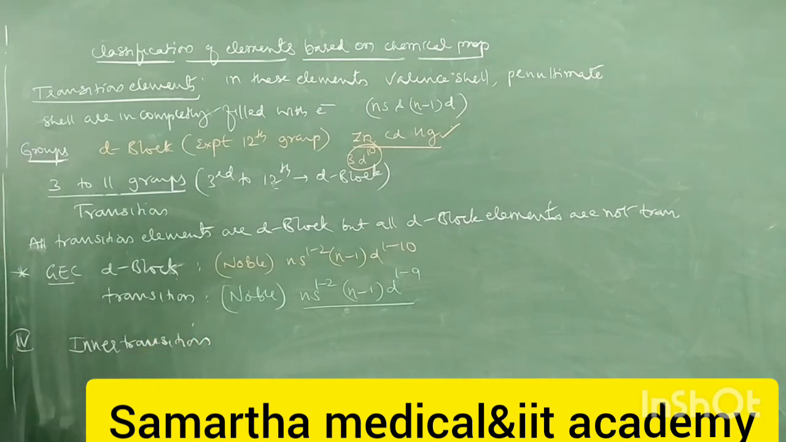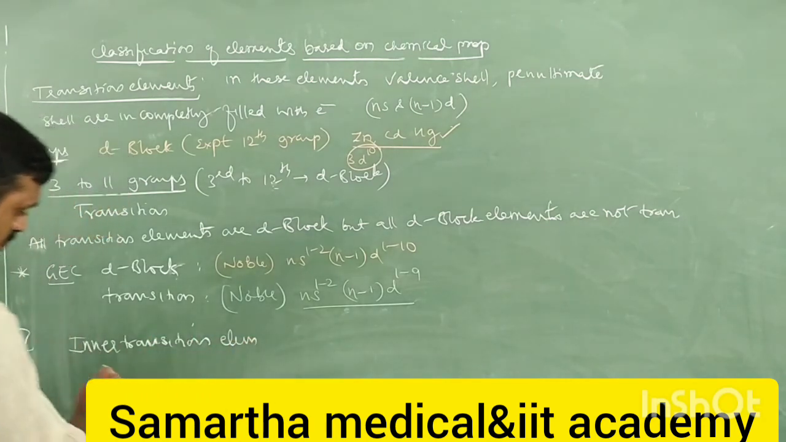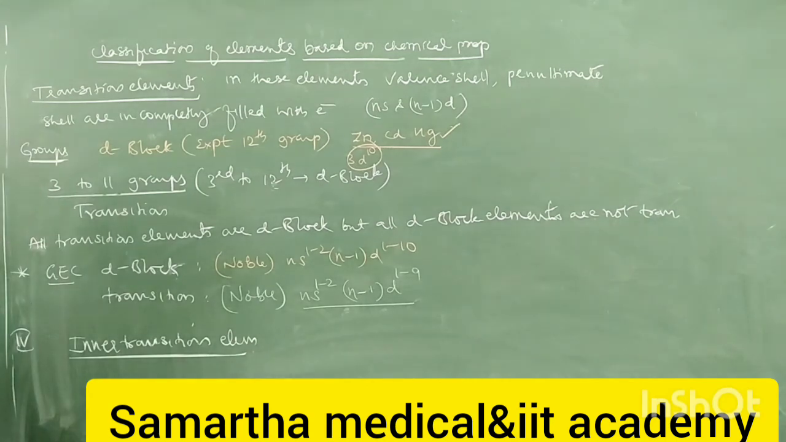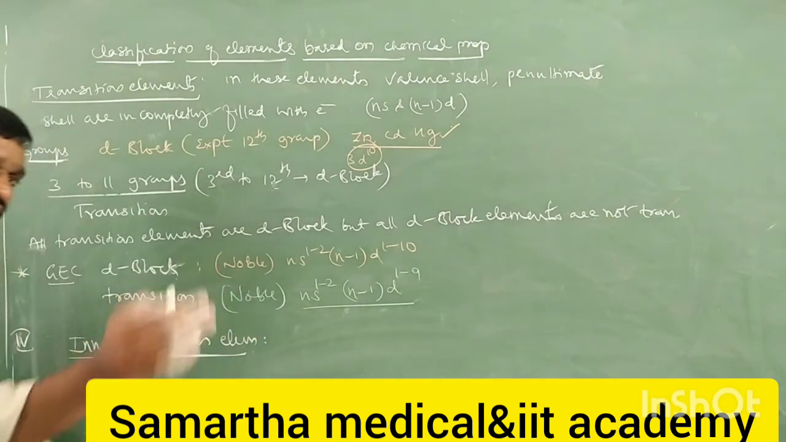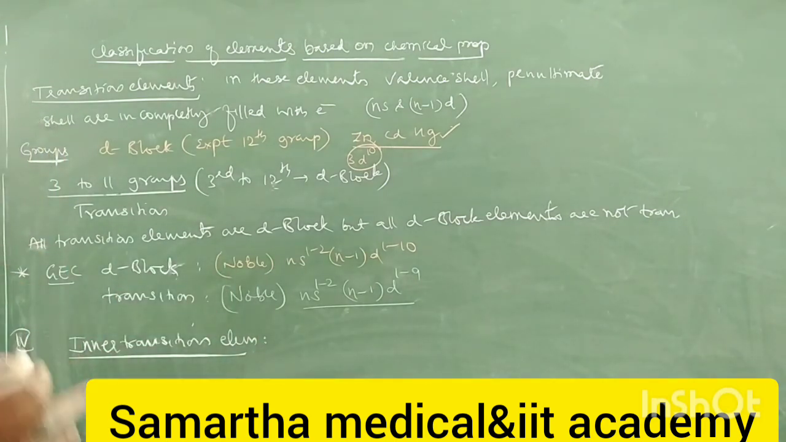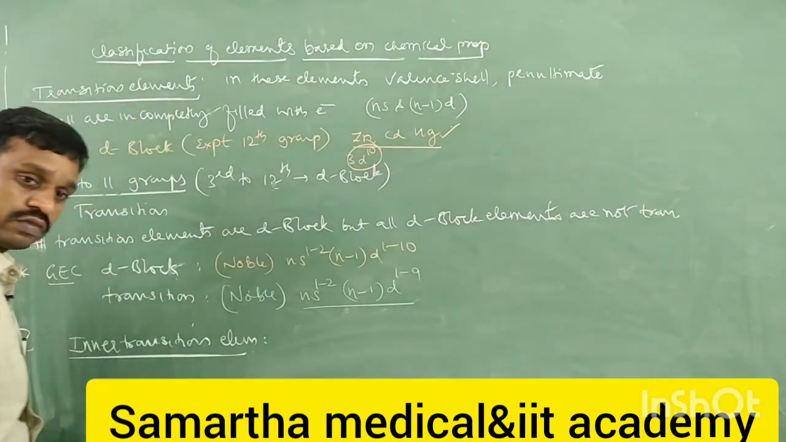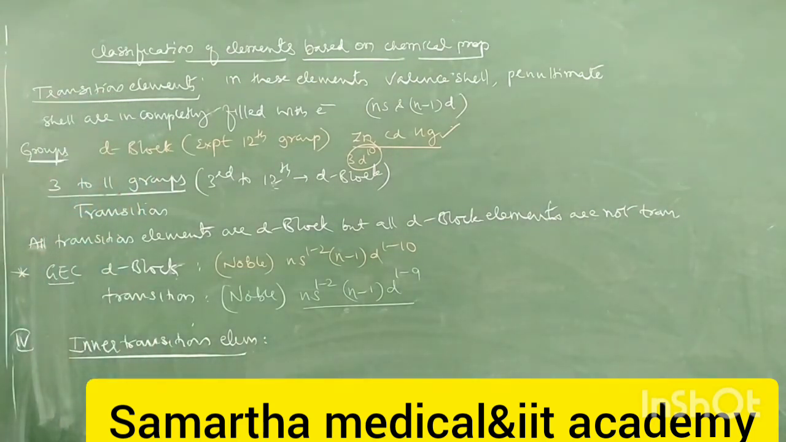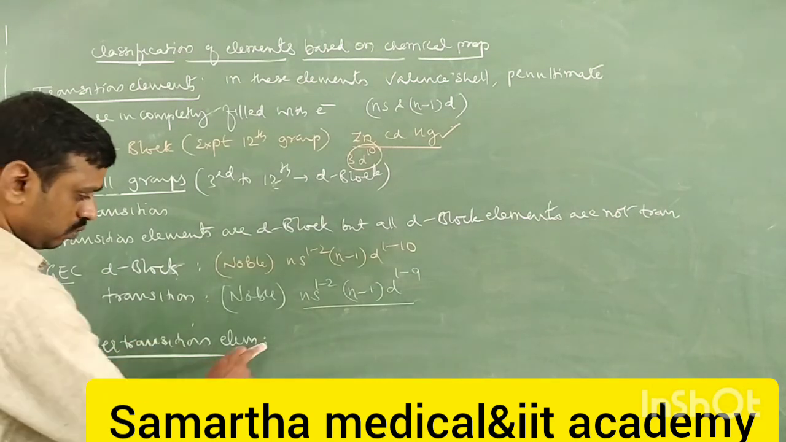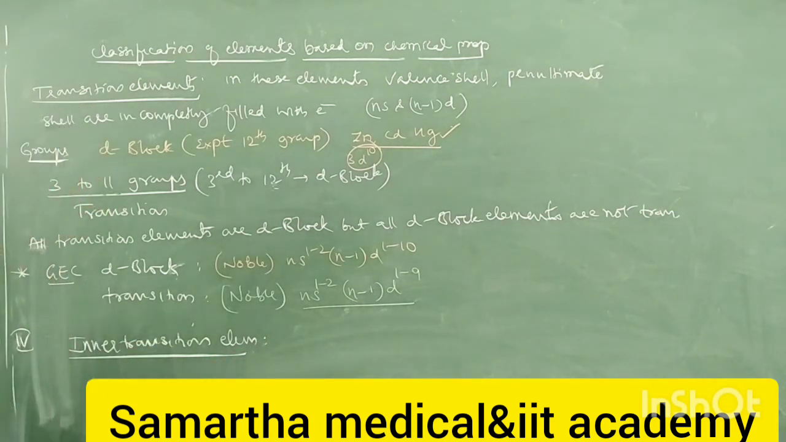Tell me, inner transition elements. In the case of inner transition elements, the valence shell, penultimate and anti-penultimate, 3 orbitals are incompletely filled with electrons. The f orbital is incompletely filled in most elements, and in lawrencium it is completely filled with 14 electrons. Then it comes under inner transition. I'll explain.